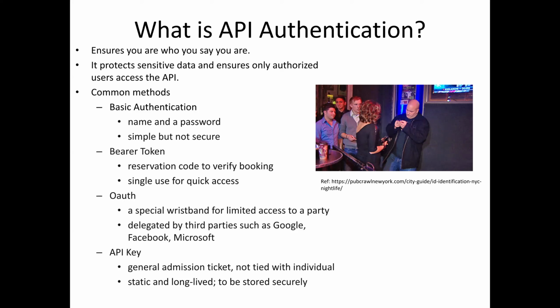And the third common method is called OAuth, which is open authentication. You can think of it as a special wristband given by your organization for limited access to that party. And usually those third parties can be providers such as Google, Facebook, and Microsoft. On many websites, you see the options of logging in using your Google or Facebook account. That's OAuth in the backend.